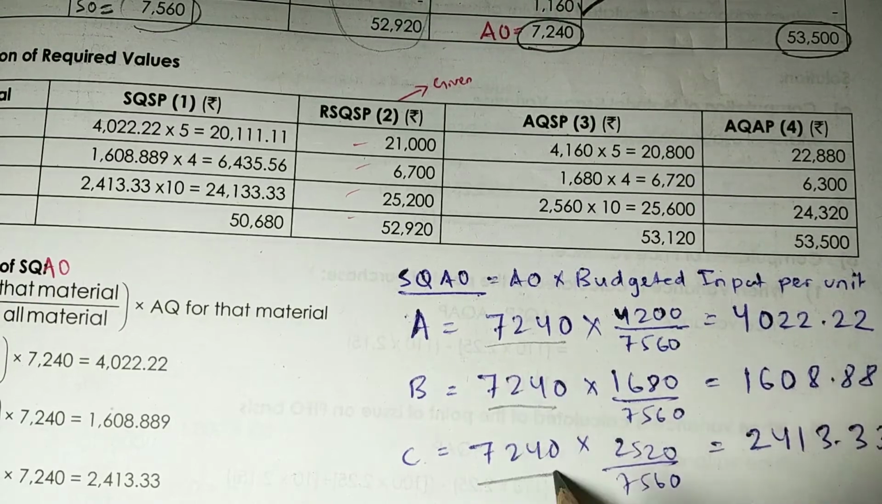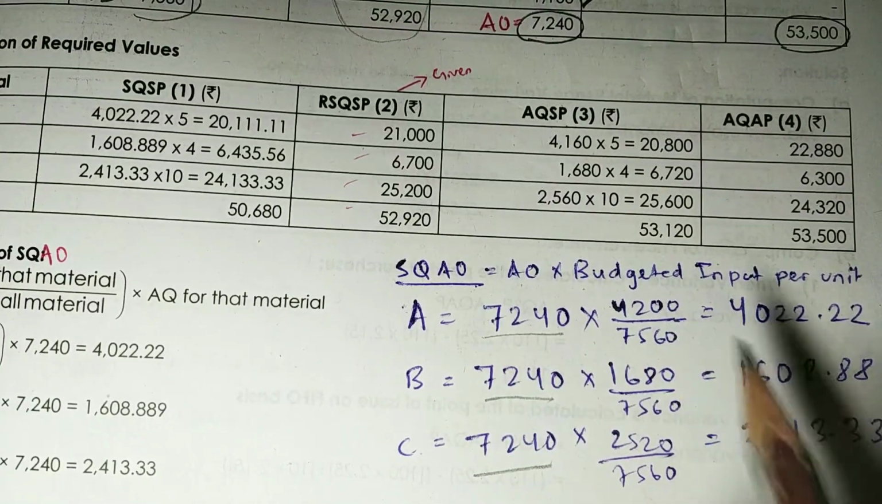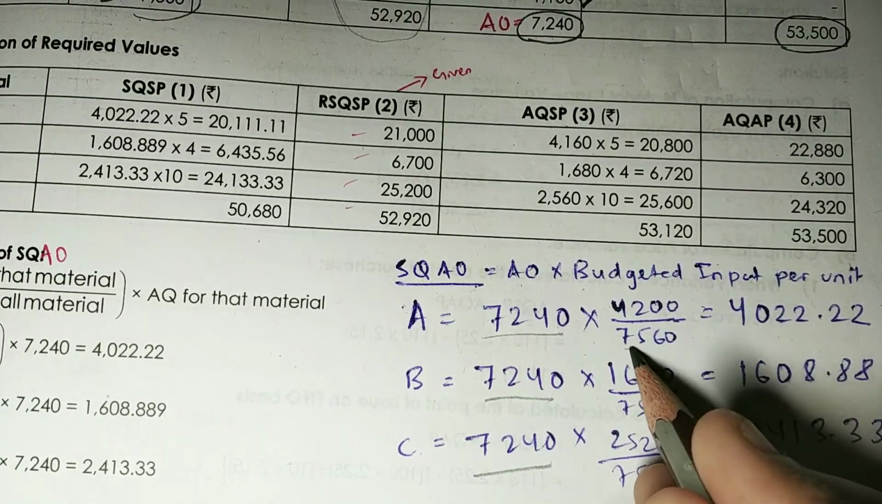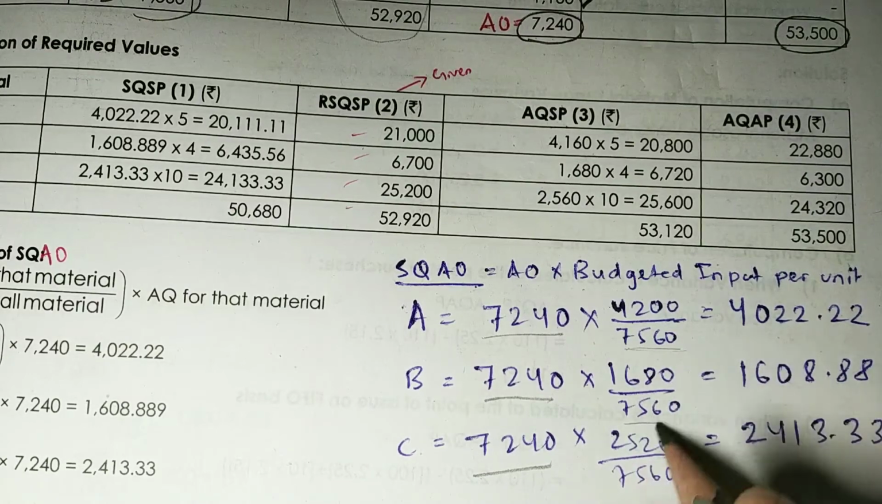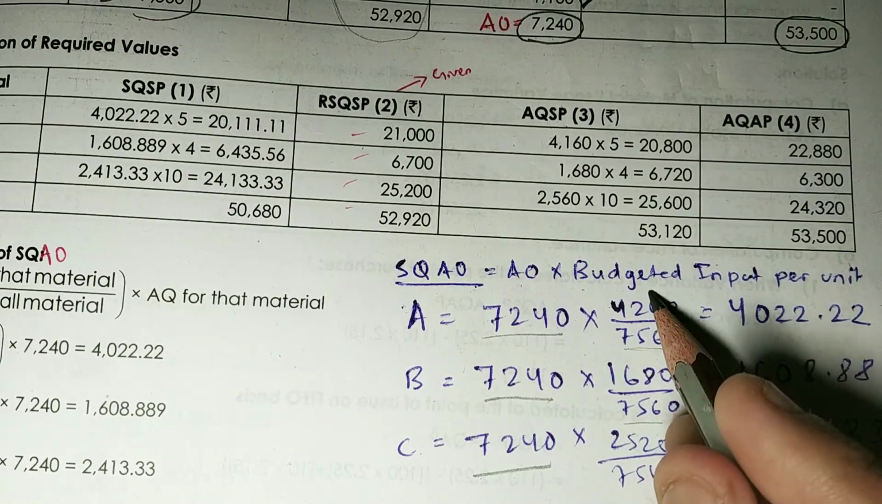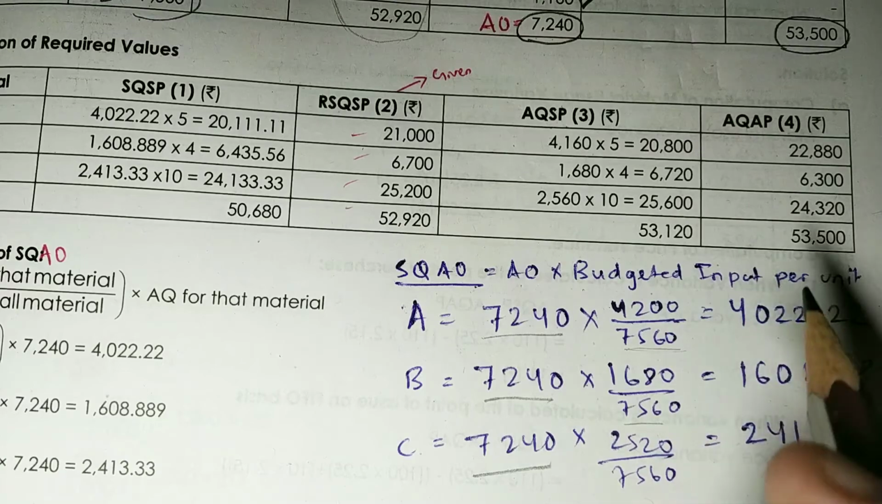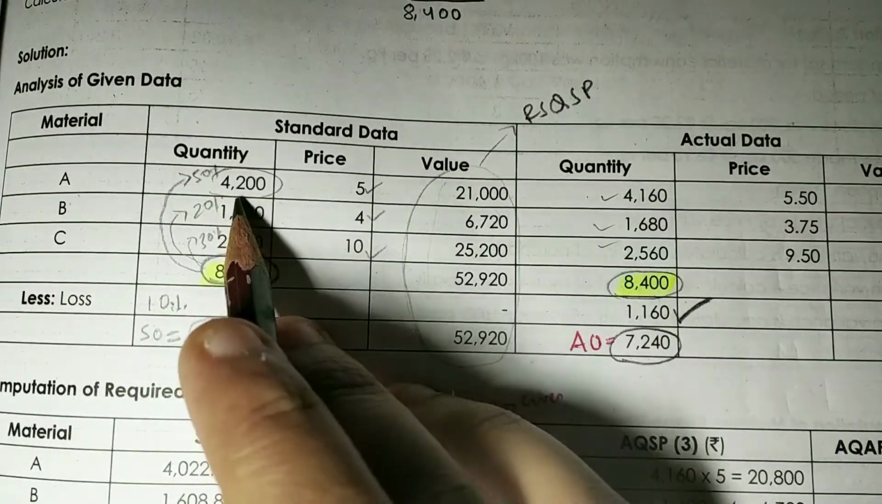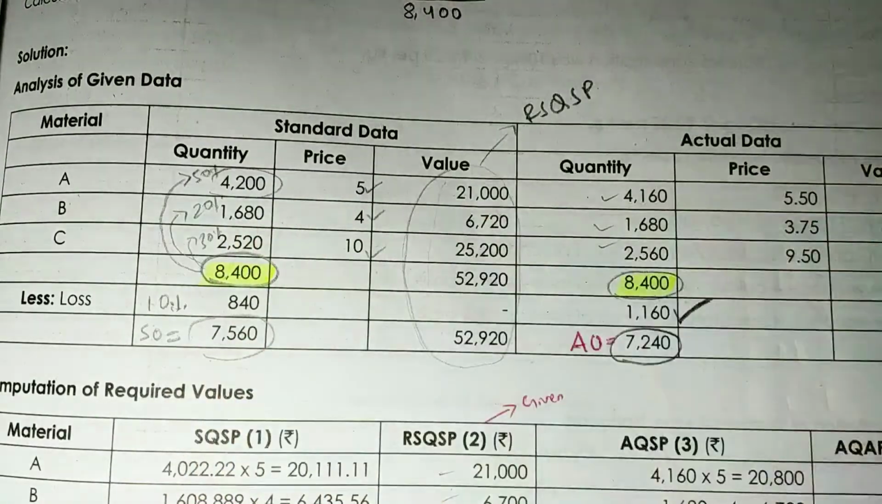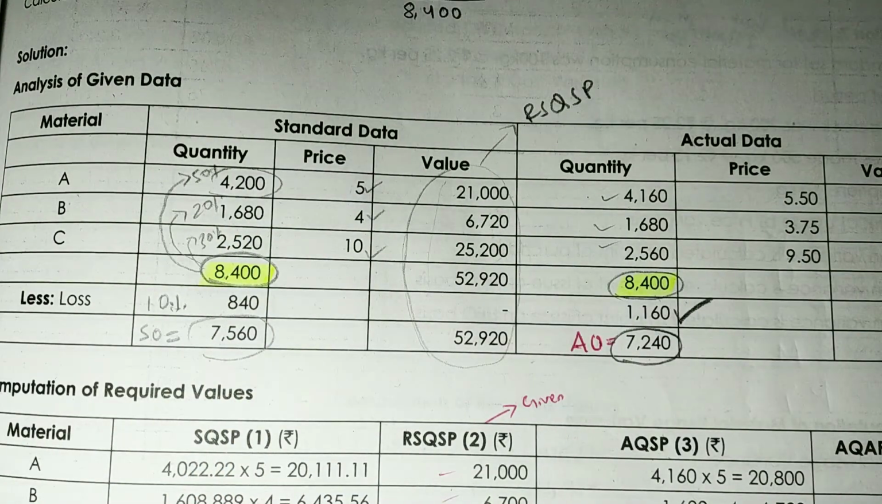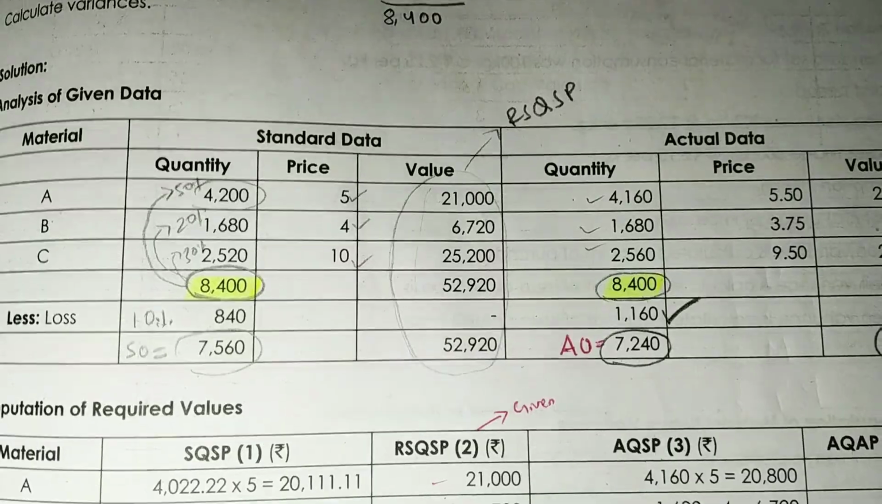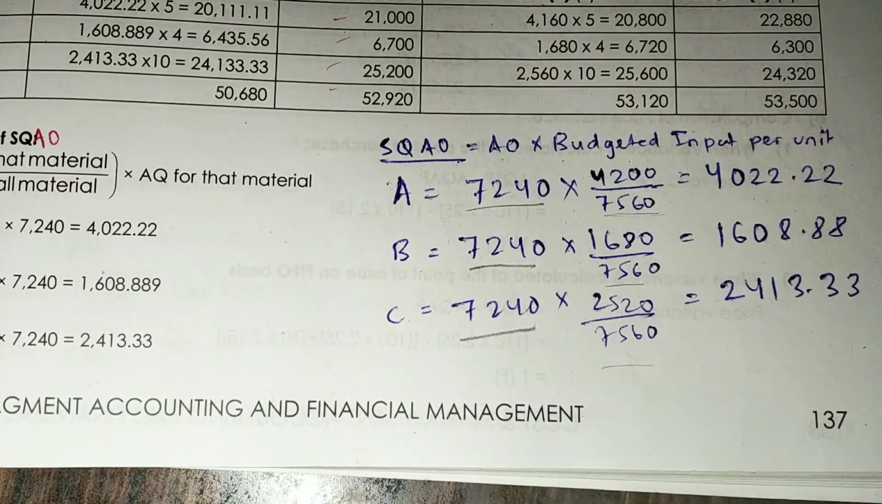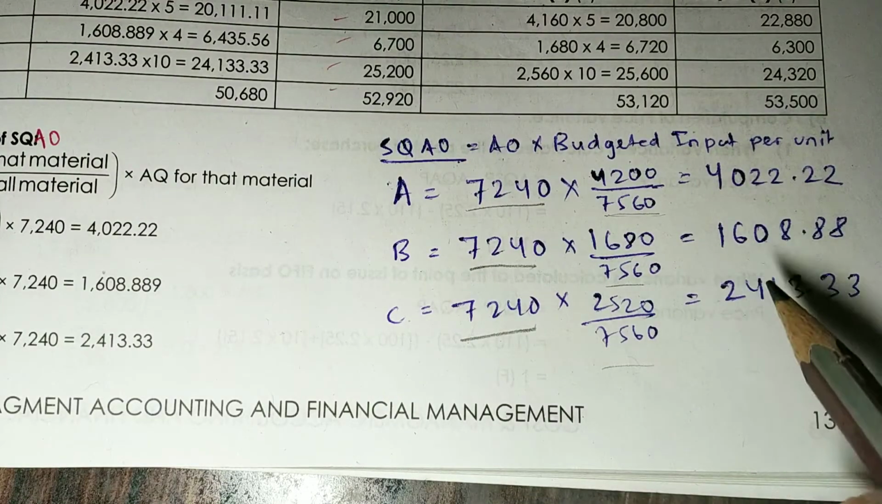Actual output multiplied with budgeted input. So the denominator will have your standard output and the numerator will have your actual output multiplied with budgeted input, whichever is your RSQ. Okay, RSQ. So you can easily calculate SQAO out of that. You have calculated SQAO.